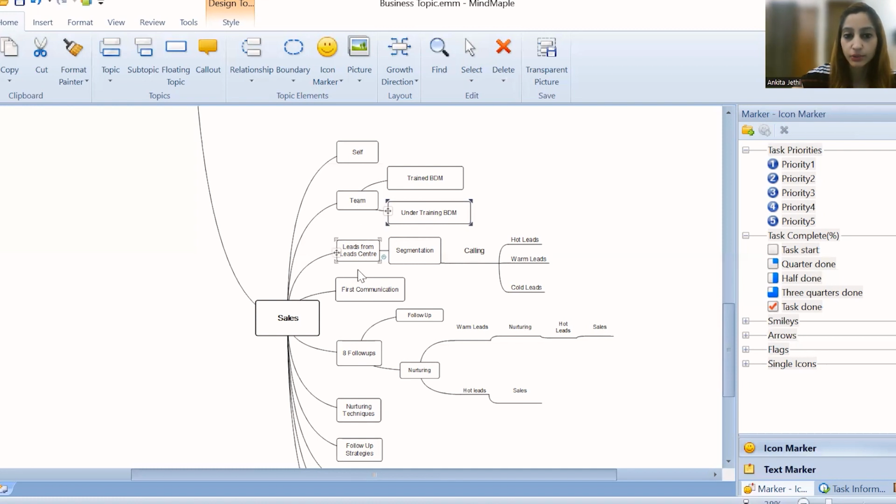Now let's get to the next step, which is leads from the lead center. I'm assuming that you have got leads in your CRM from all the open channels you have on the digital presence of your business. So what next step would I do? I would segment the leads into hot leads, warm leads, and cold leads. And how would I do that? I would do that by calling them up, either by myself if you are doing the sales, or it would be done by my sales team.